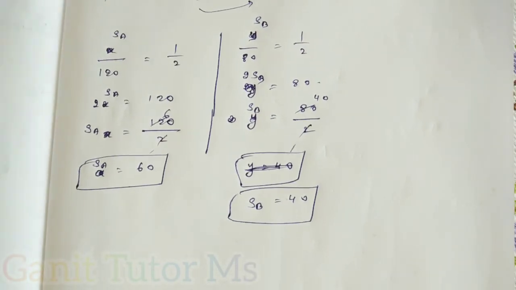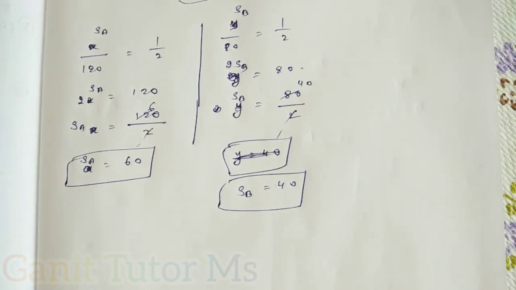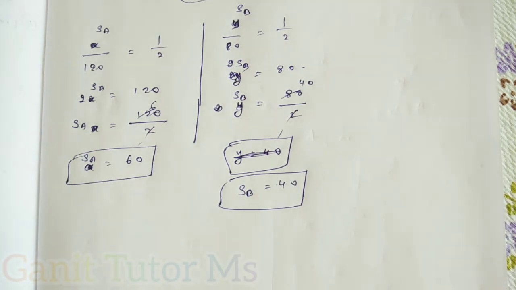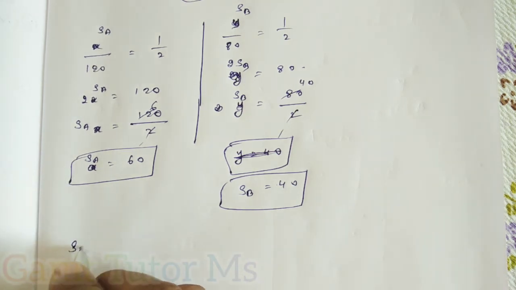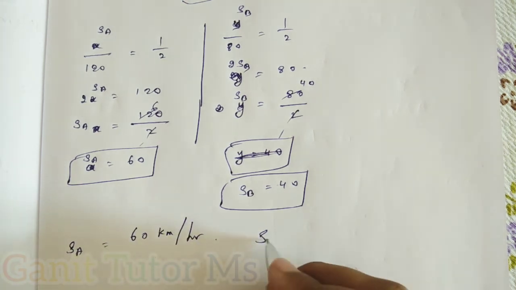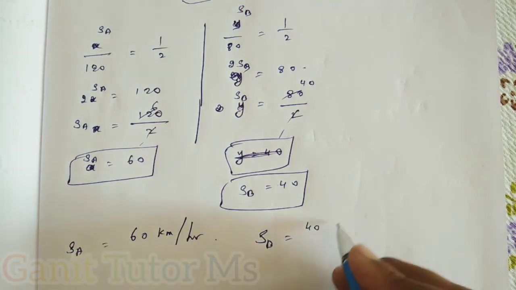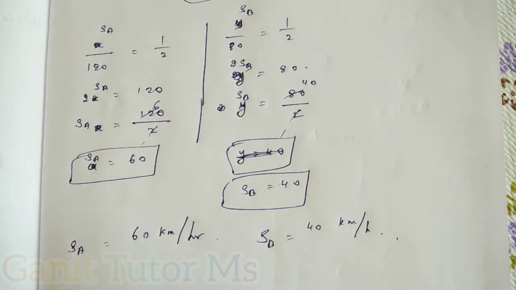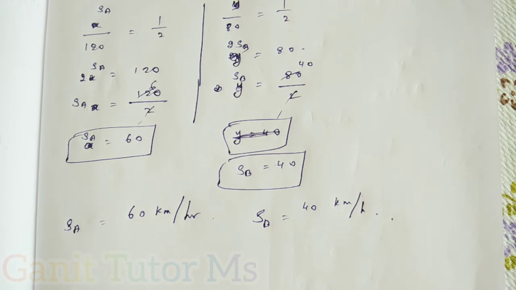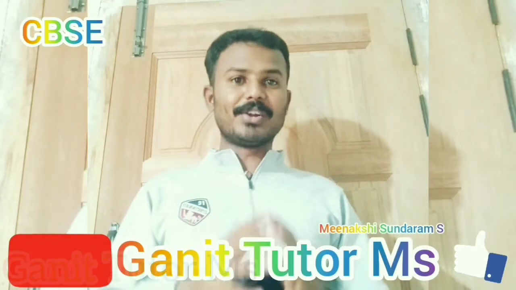Clear? Now, we found SA is the speed of the first car A. SB is the speed of the second car, that is car B. Clear? So, now SA is equal to 60 kilometer per hour. SB is equal to 40 kilometer per hour. So, the speeds of the cars are 60 kilometer per hour and 40 kilometer per hour. Clear? Any doubt? I hope in this video you made the problem clear.